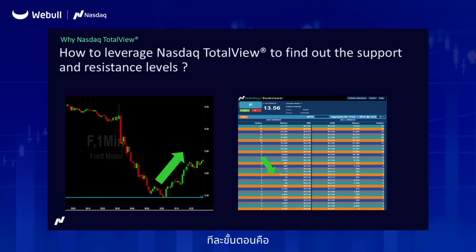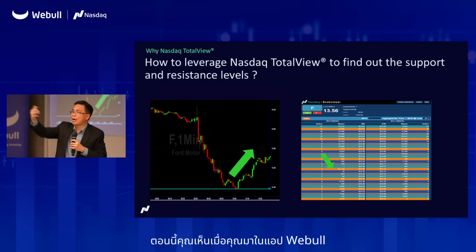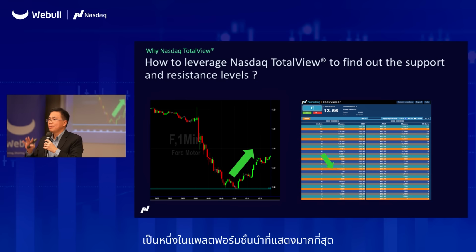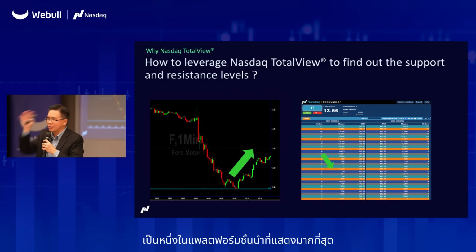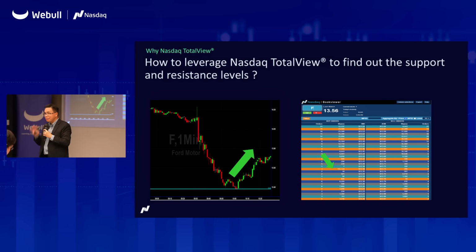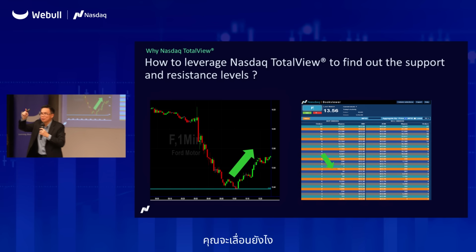Step by step, it is whether you want to go through the effort of distilling the data. And Nasdaq TotalView provides the data; how you analyze and how you display depends on the broker and the investor. Now, you saw when you came into the Webull app. Webull is one of the leading platforms that display the most order depth, 50 levels. Okay, 50 levels. You can't display 1,000 levels on a mobile app. Not possible, right? How are you going to scroll on a mobile app, right?